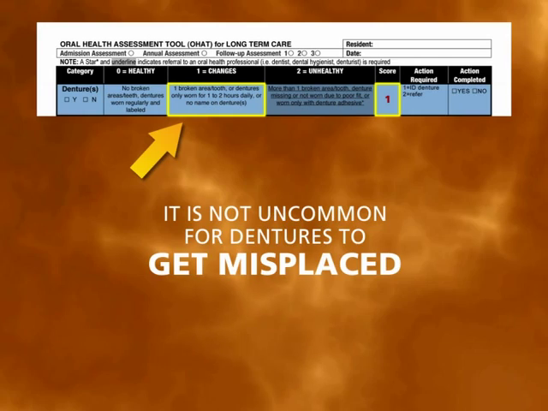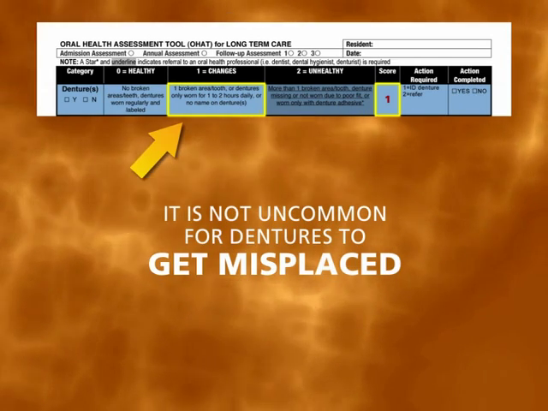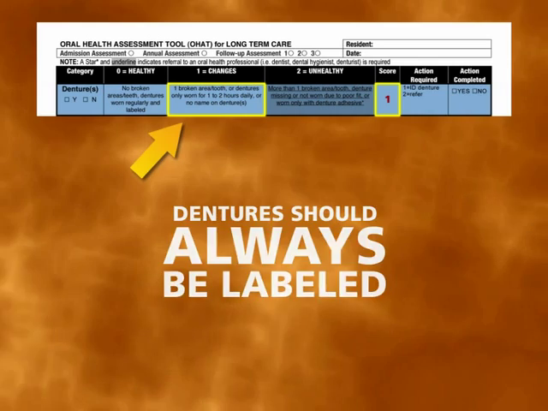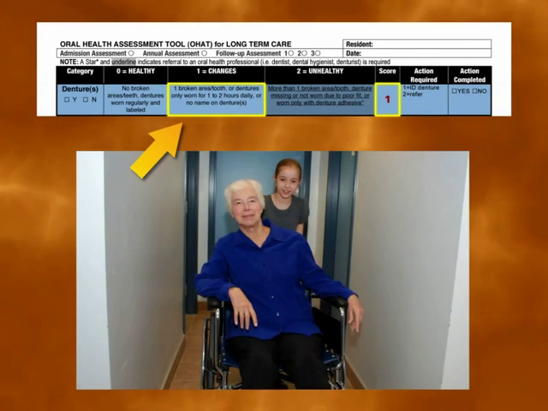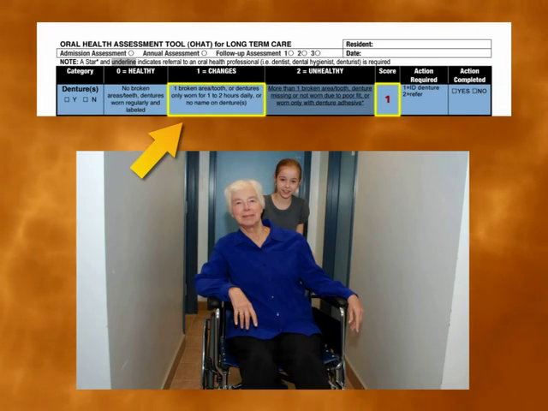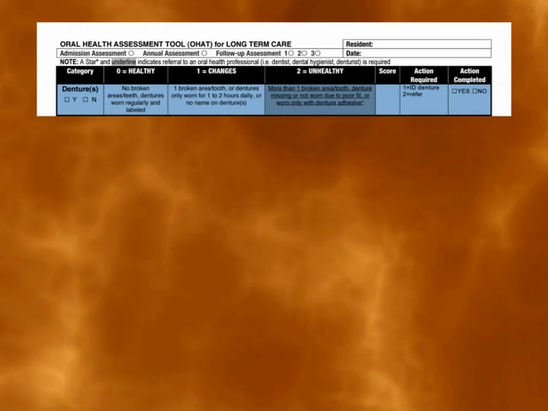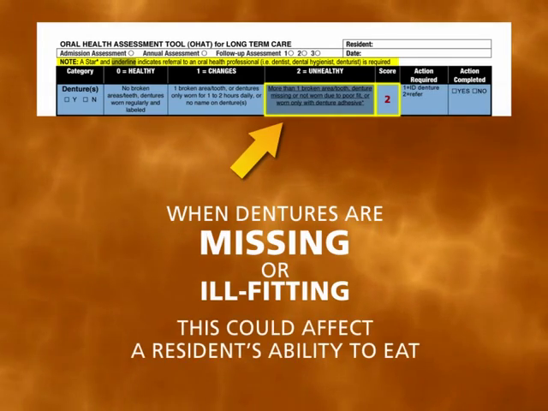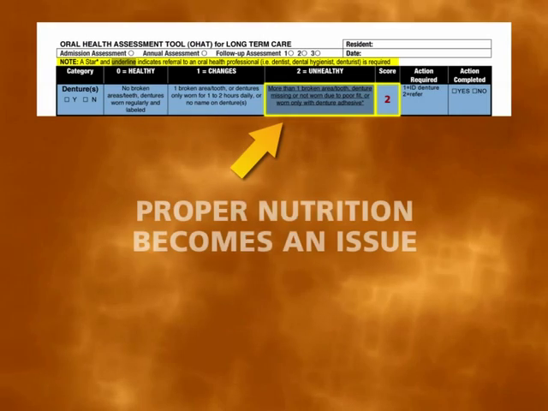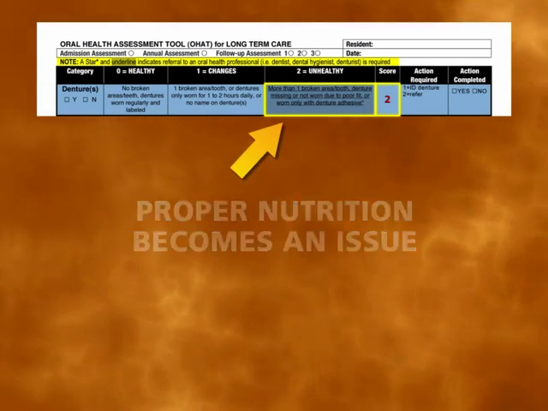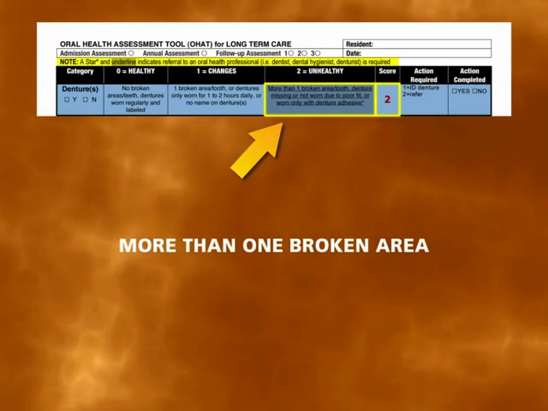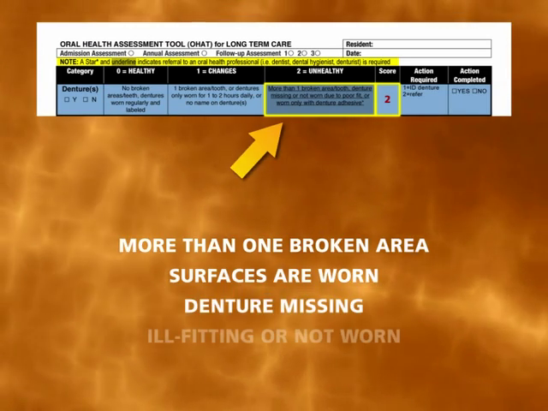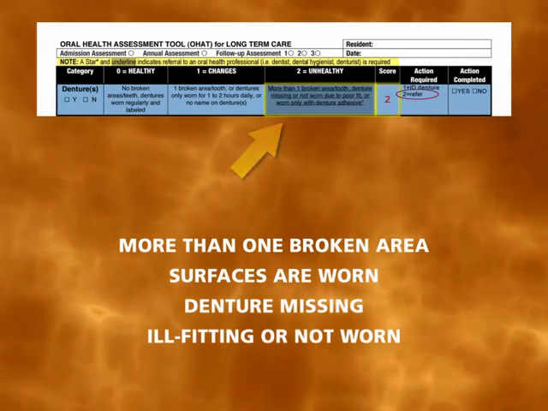It is not uncommon for dentures to get misplaced on dining trays or in washrooms. For the resident's benefit, dentures should always be labeled. This is especially important to identify when residents are being admitted to the facility. When dentures are missing or ill-fitting to the point that the resident is not wearing them, this could affect a resident's ability to eat, and proper nutrition becomes an issue. If there is more than one broken area, if the tooth surfaces are severely worn, or if the denture is missing or ill-fitting and not worn, a referral is warranted.